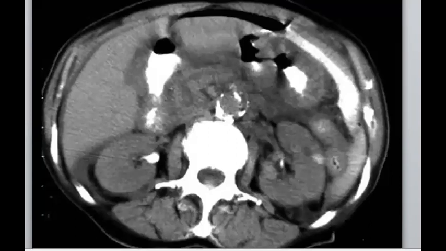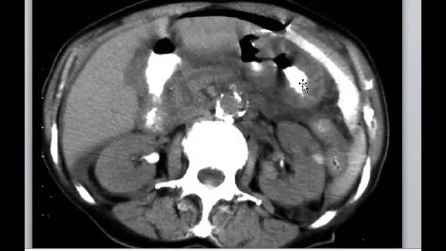Let's have a look at this case. I see perforation, and search for the cause of perforation. When you see the contrast here reaching this area, it is hydropneumoperitoneum. And when you find the contrast here, search for where it comes from.